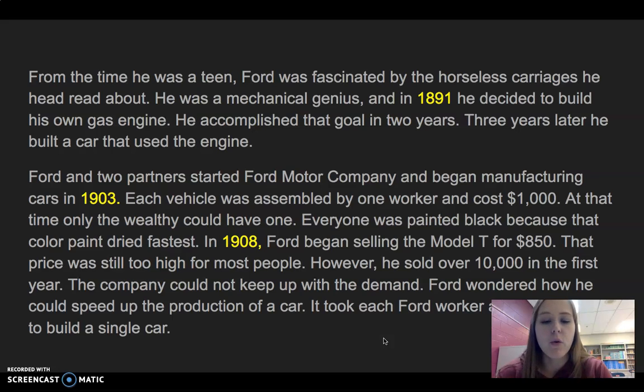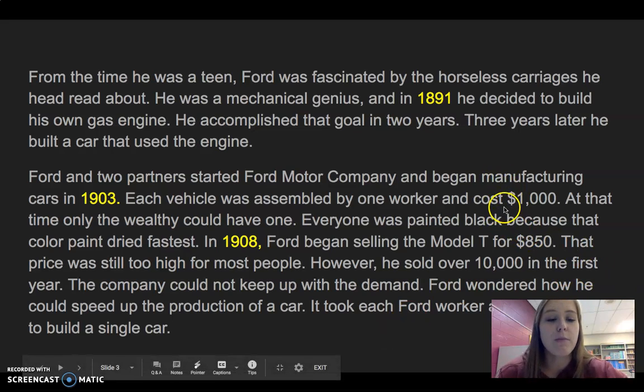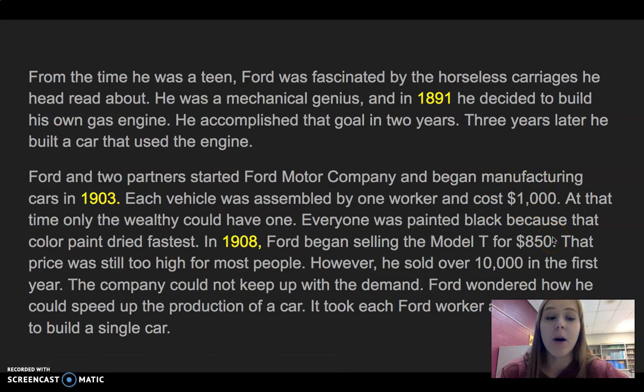In 1908, Ford began selling his Model T for $850. So I want you guys to notice something here. At first, when cars were made, they cost $1,000. And then after Ford created the Model T, the price went down to $850. That might not sound like very much money, but remember we're talking about the early 1900s, which was over 100 years ago. So $1,000 was worth a lot more then. That price was still too high for most people. However, he sold over 10,000 in the first year. The company could not keep up with the demand.